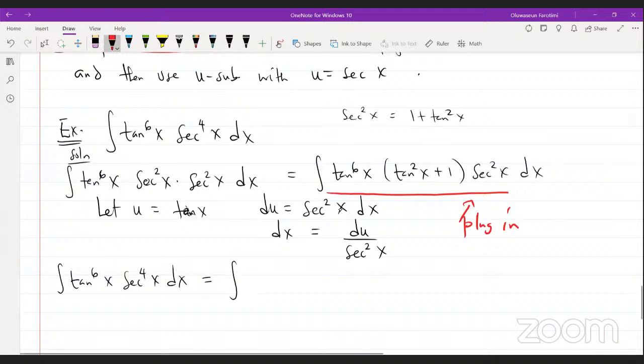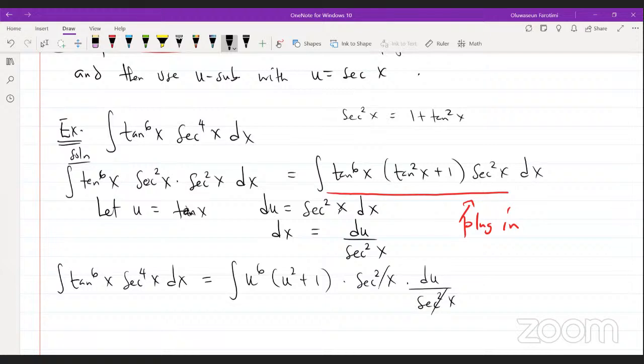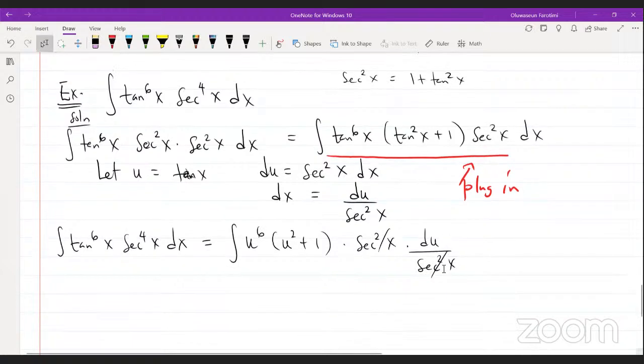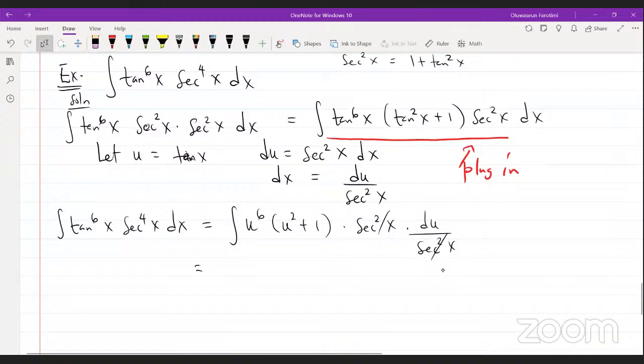So we're plugging in stuff over there. So let's see. You have u to the 6th power, u squared plus 1, right? This is secant squared of x. What is dx? You have du over secant squared of x. Remember, the u sub should make life easy. So take a look at this, guys. They cancel. Can you see how it reduces to a very simple integral to work with?